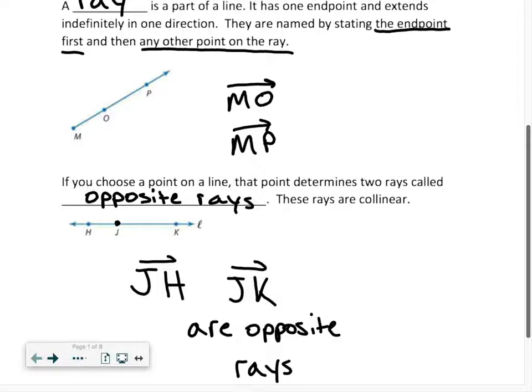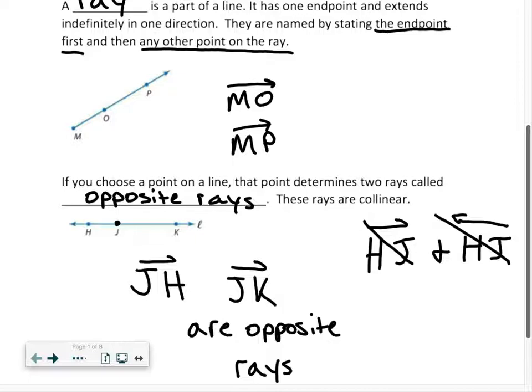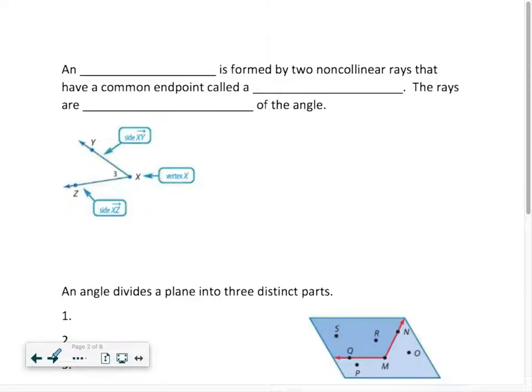Again, notice we used the endpoint of the rays to name those rays. We couldn't say HJ and KJ, for example. We can't say HJ either and go with that. Neither of those notations work for rays. We've got to use the endpoint of our rays, so we've got to start with J. It's a big point to make.